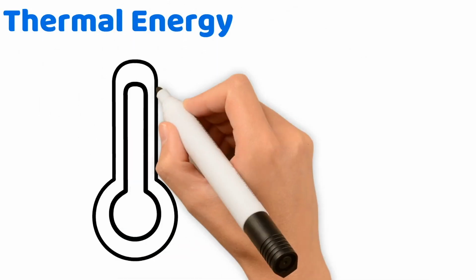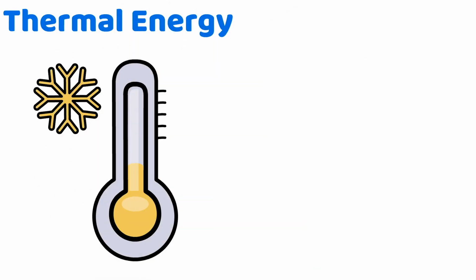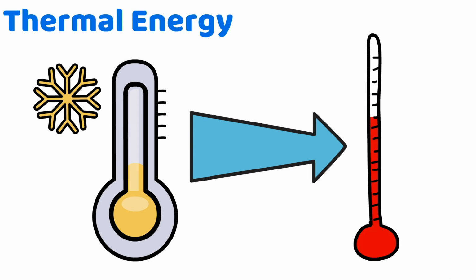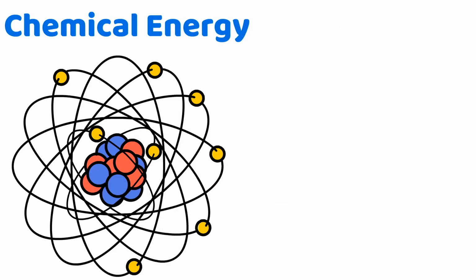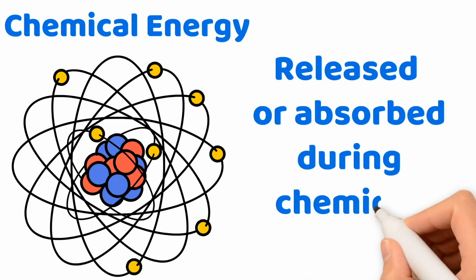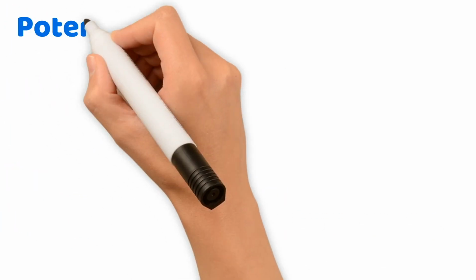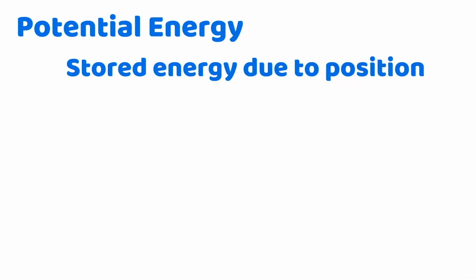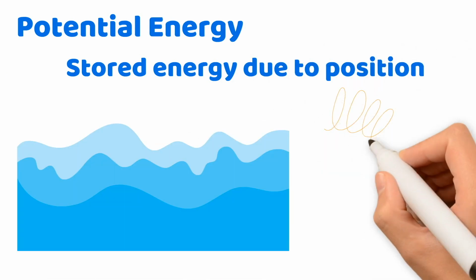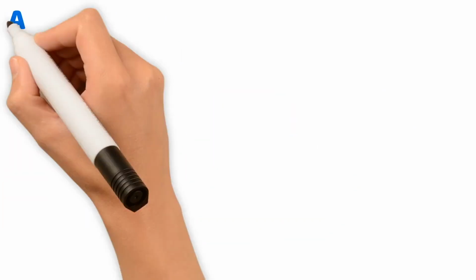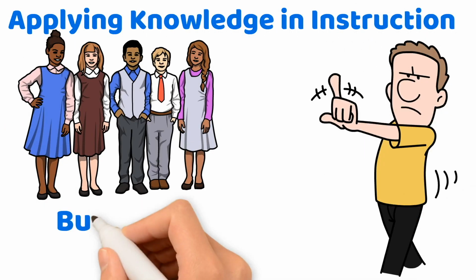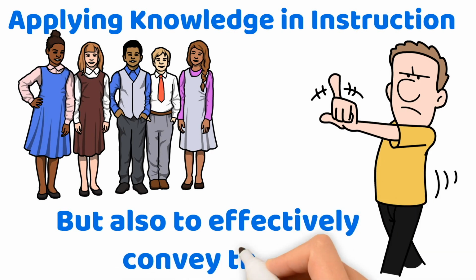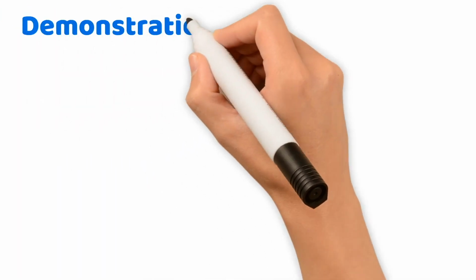Thermal energy. This form of energy is associated with the temperature of an object and is transferred through heat. Chemical energy, stored in the bonds of chemical compounds and released or absorbed during chemical reactions. Potential energy, stored energy due to position, such as water held behind a dam or a stretched spring. Applying knowledge in instruction. As future educators, it's crucial to not only understand these concepts, but also to effectively convey them. Demonstrations and experiments.